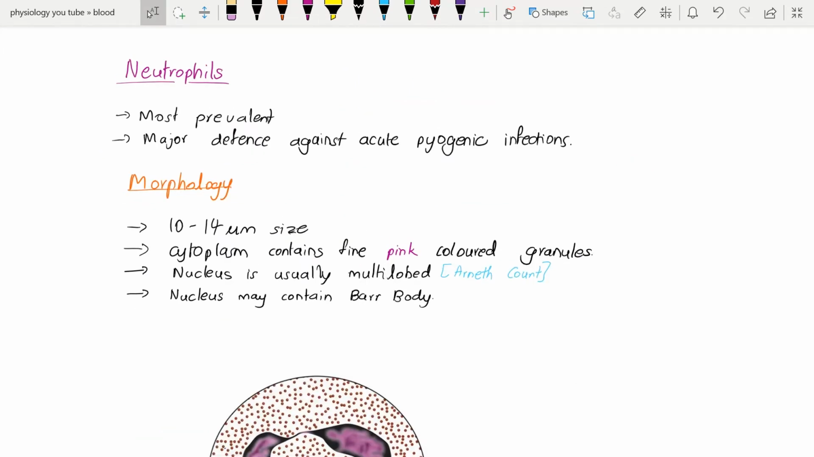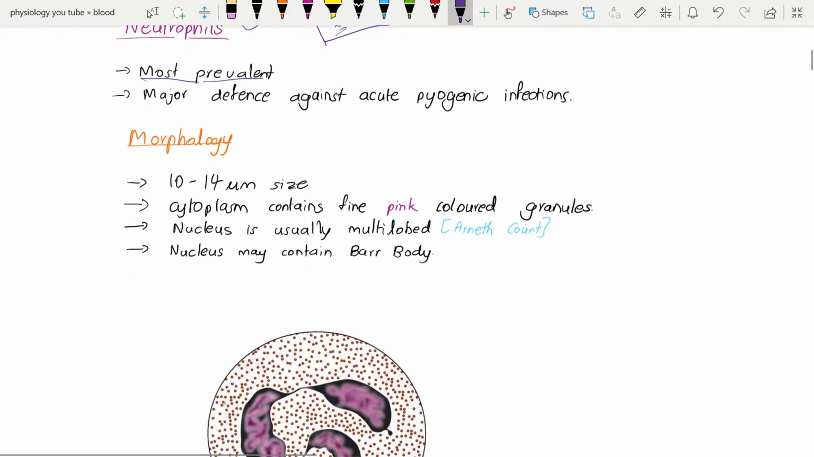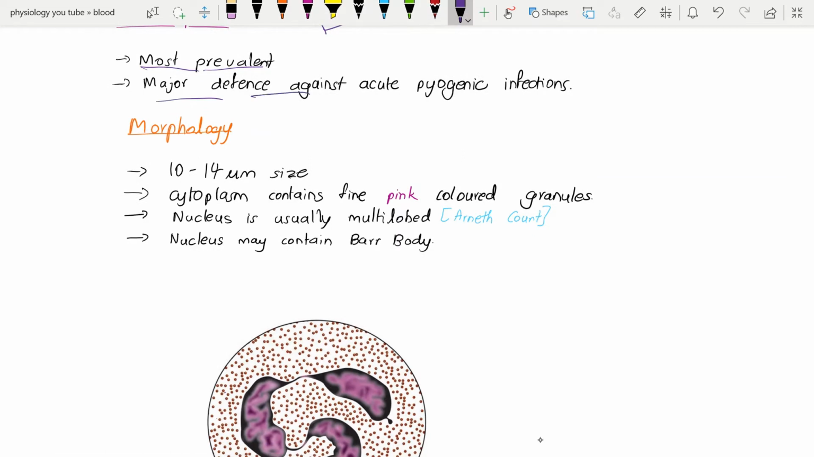Let's study the most abundant cells. These are neutrophils. These are most prevalent, which again means they are most abundant. When we see a peripheral smear, these are the cells we are going to see the most. These are the major defense against acute pyogenic infections.